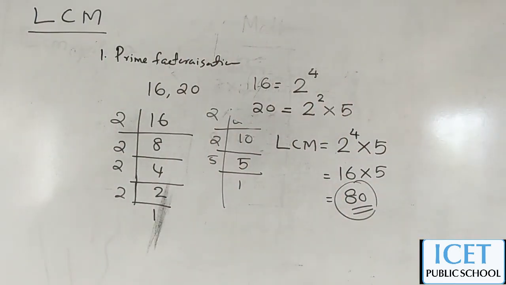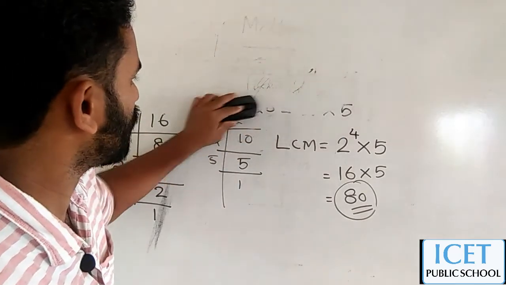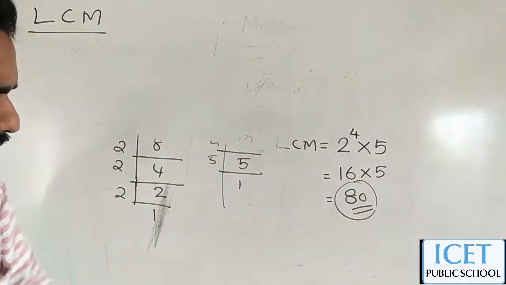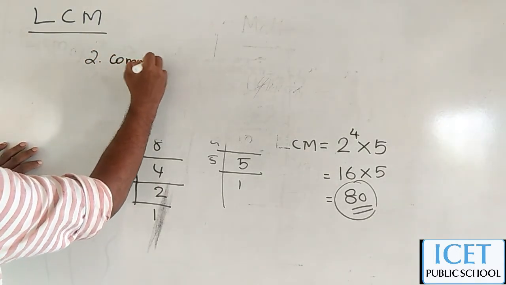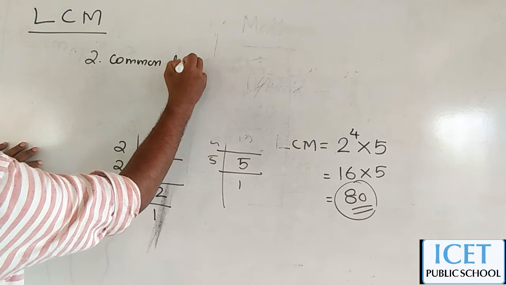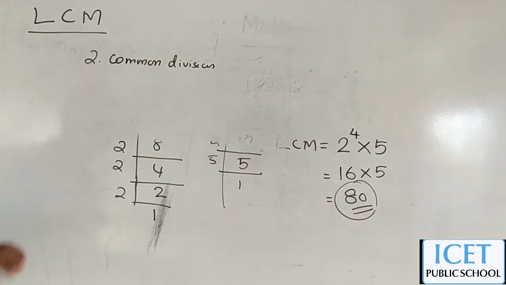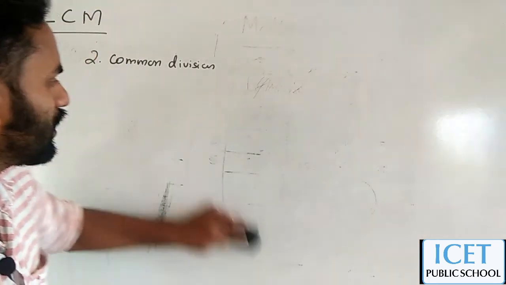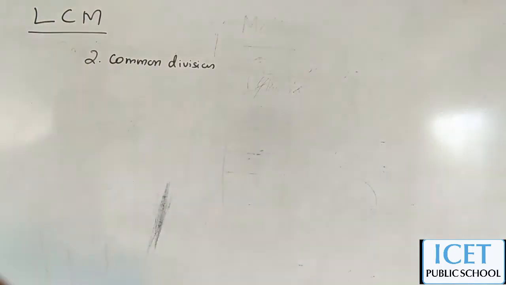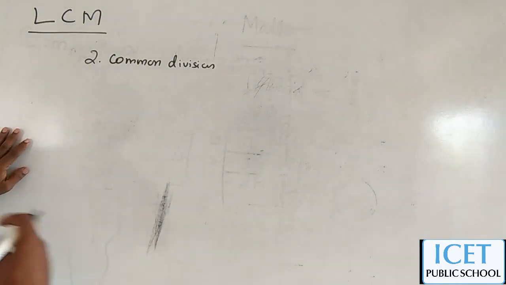Then we have to discuss the next method. Next method is common division method. You already know. It is also the same as the factorization. Here we have to write both the numbers in common. I think it is the simple, easy method. We need not find the prime factorization separately.